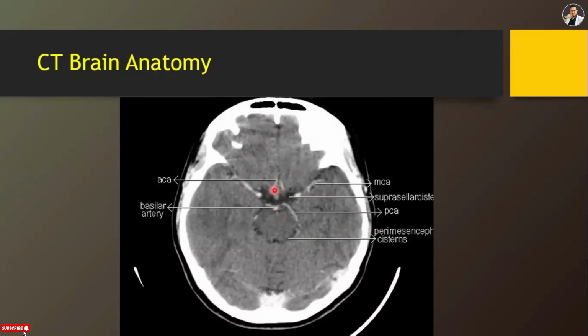This is the anterior communicating artery. This is the left middle cerebral artery. The middle cerebral artery is the blood supply of the temporal lobe and parietal lobe. This is the basilar artery. The basilar artery is the posterior blood supply of the brain. This is the posterior cerebral artery.